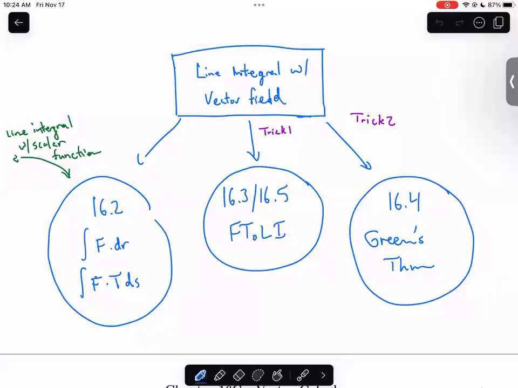And now we're learning a second trick of how to evaluate line integrals with vector fields. And this one really only works in 2 dimensions. We will get a 3-dimensional upgrade in 16.8. It's called Stokes' theorem. But Green's theorem only works in 2 dimensions, and you need to have a closed curve. So again, this trick doesn't always work, but when it does, it is usually faster. And so these are the 3 different ways that we've been evaluating line integrals with vector fields so far in our course.